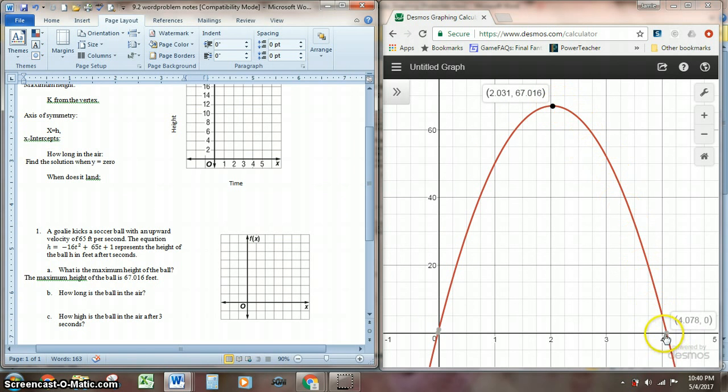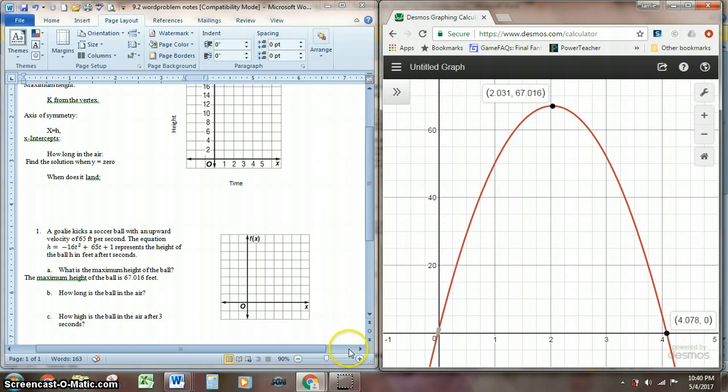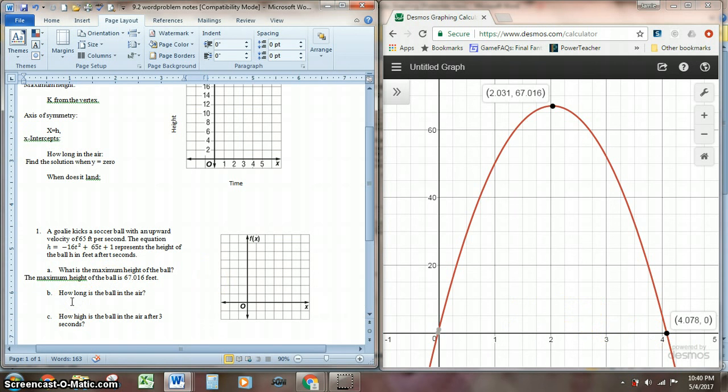And from looking at the graph, it looks like it's going to be about 4 seconds. And again, Desmos makes this so easy, it feels like cheating. But yes, we'll see right away, just from clicking on that point, it's going to take 4.078 seconds to reach the ground. And that's what I would have to write in. The ball will be in the air for 4.078 seconds.